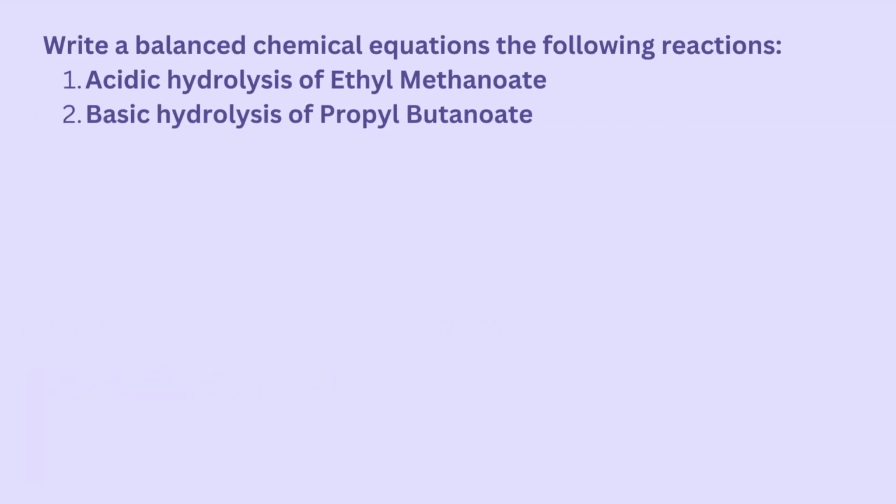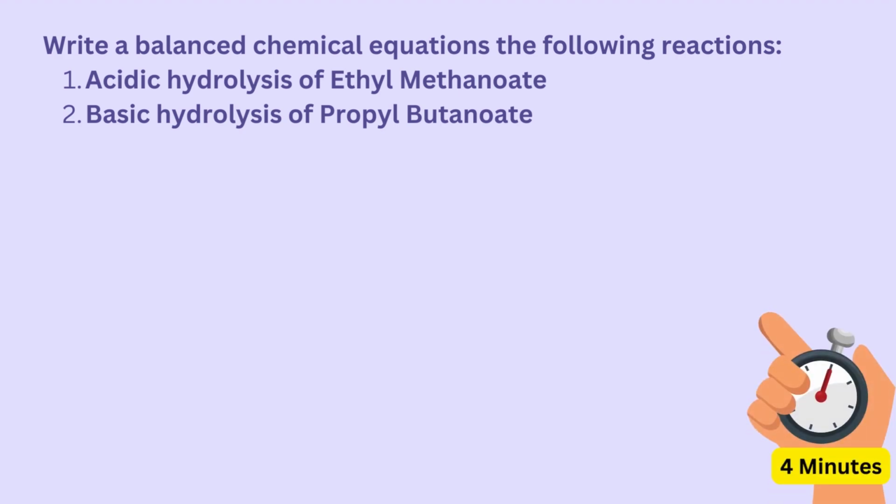In our first question, your task is to write the balanced equation for 2 hydrolysis reactions: acidic hydrolysis of ethyl methanoate and basic hydrolysis for propyl butanoate. Take 4 minutes to work on this, and when you're ready, come back for the answers.